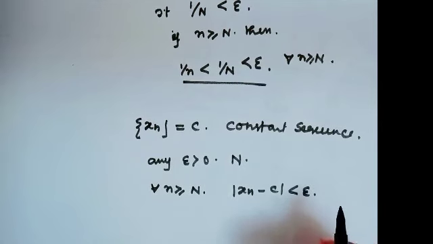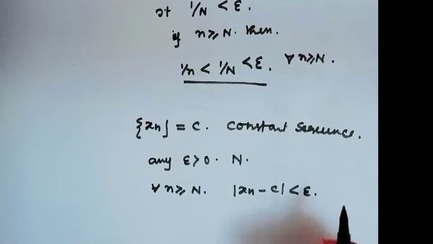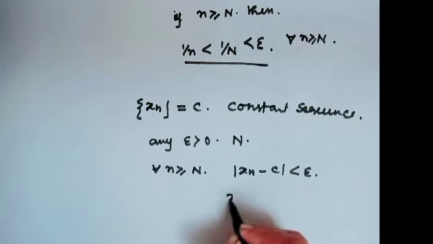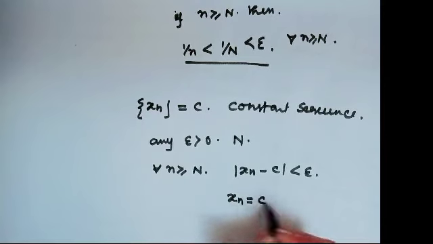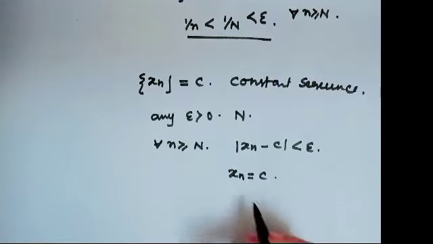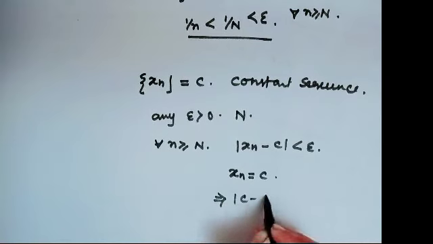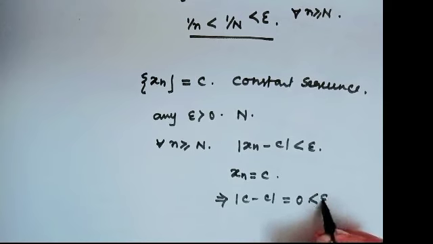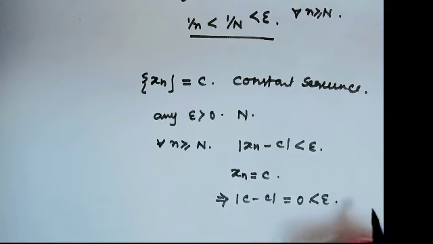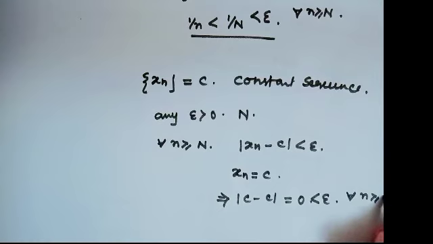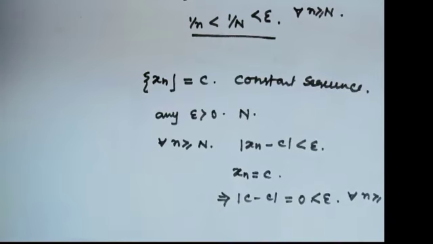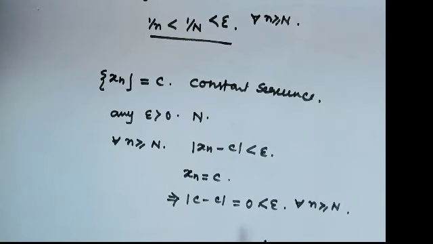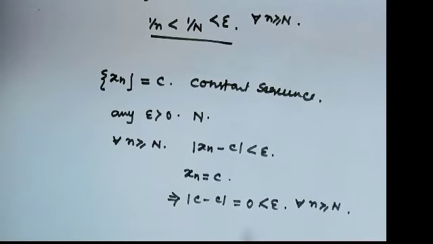Well, and this is obvious. Why? Because here all terms of the sequence xn are equal to c, that implies c minus c equals 0, which is always less than epsilon for all n greater than or equal to N. This is our proof. Okay?